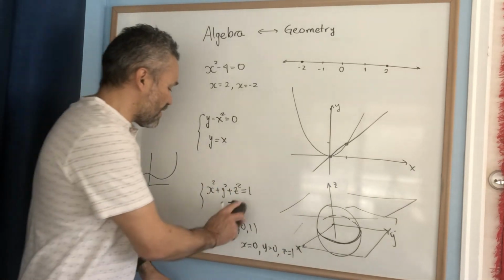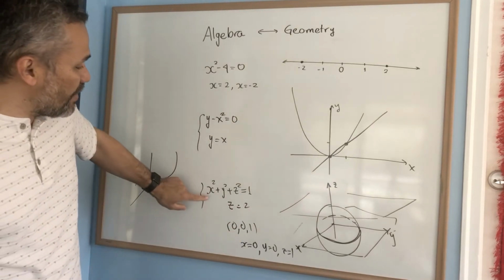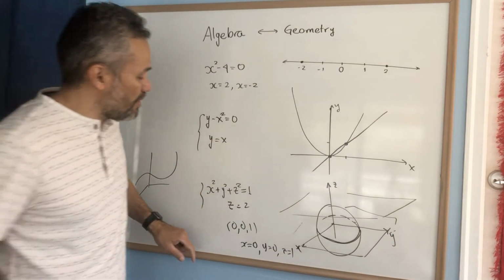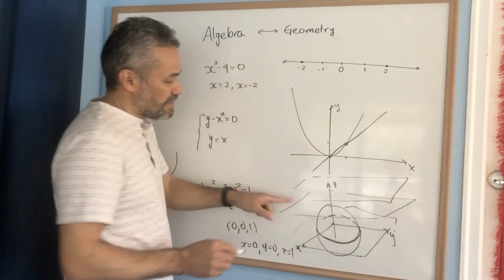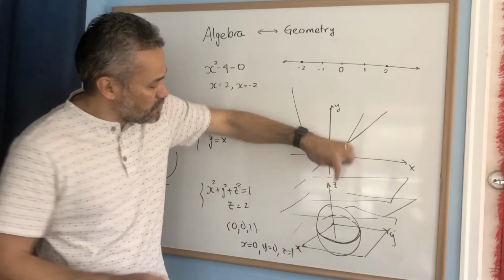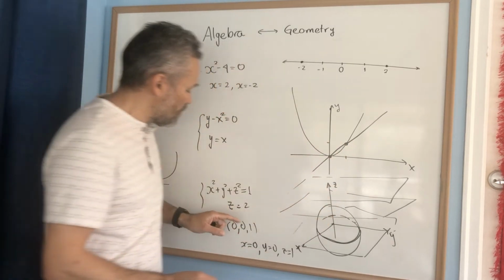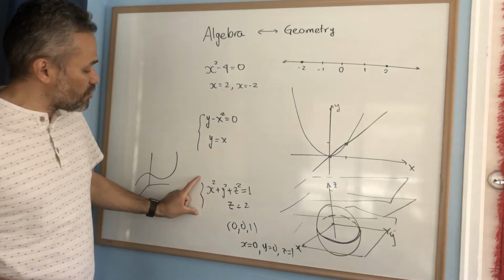What about if I think about c equal 2? Geometrically, it will be the intersection of this sphere with the plane c equal 2. The plane c equal 2 is a plane parallel to the xy plane that goes through this point 0, 0, 2. And we can see that there is no intersection.